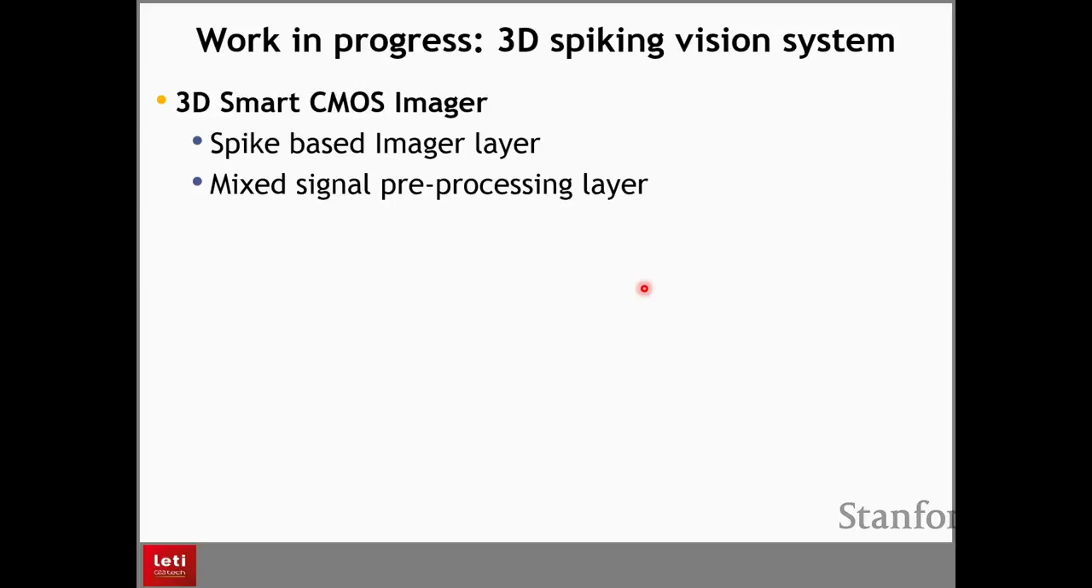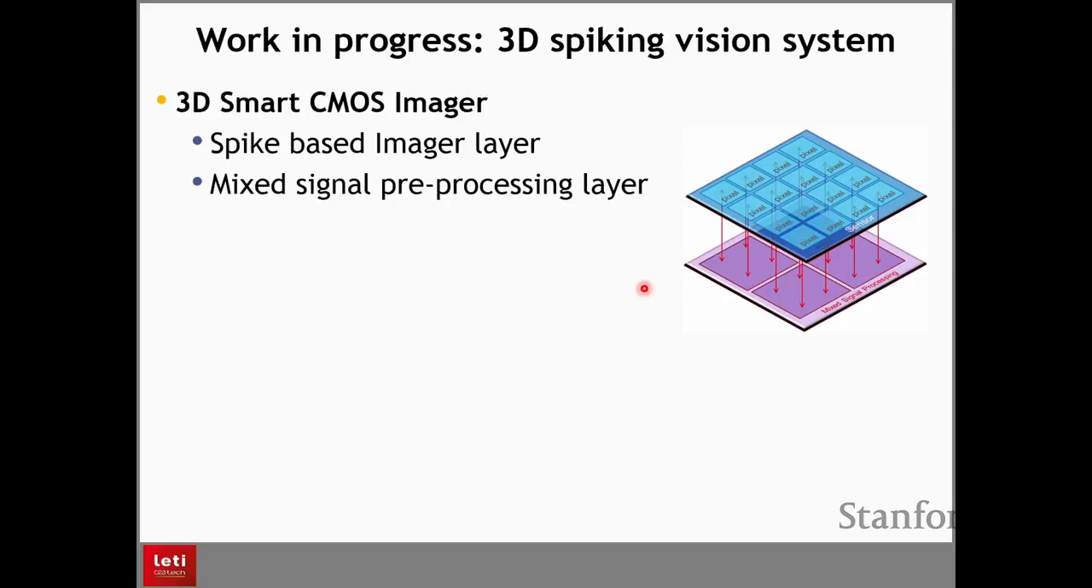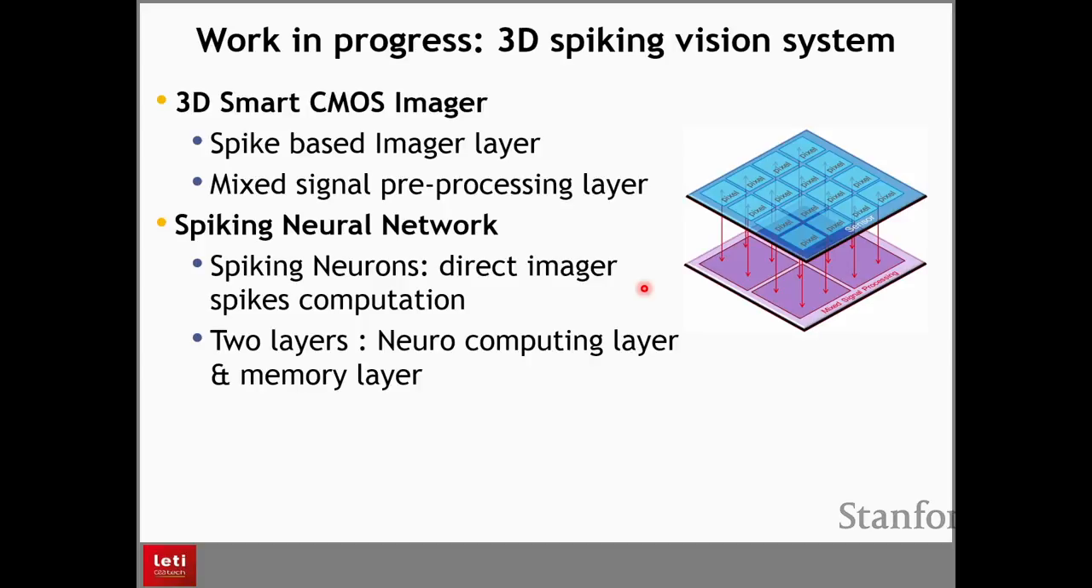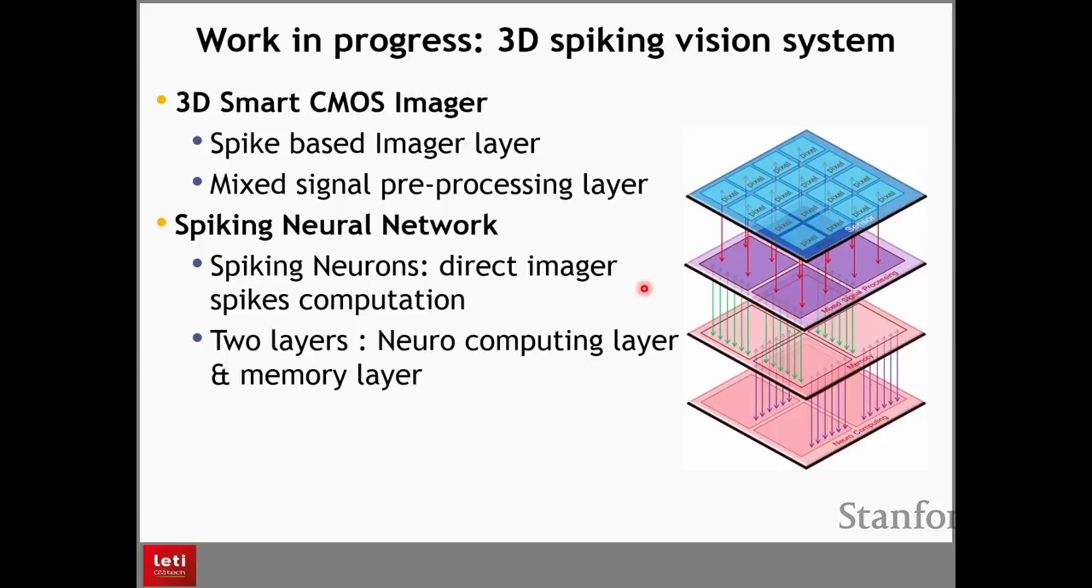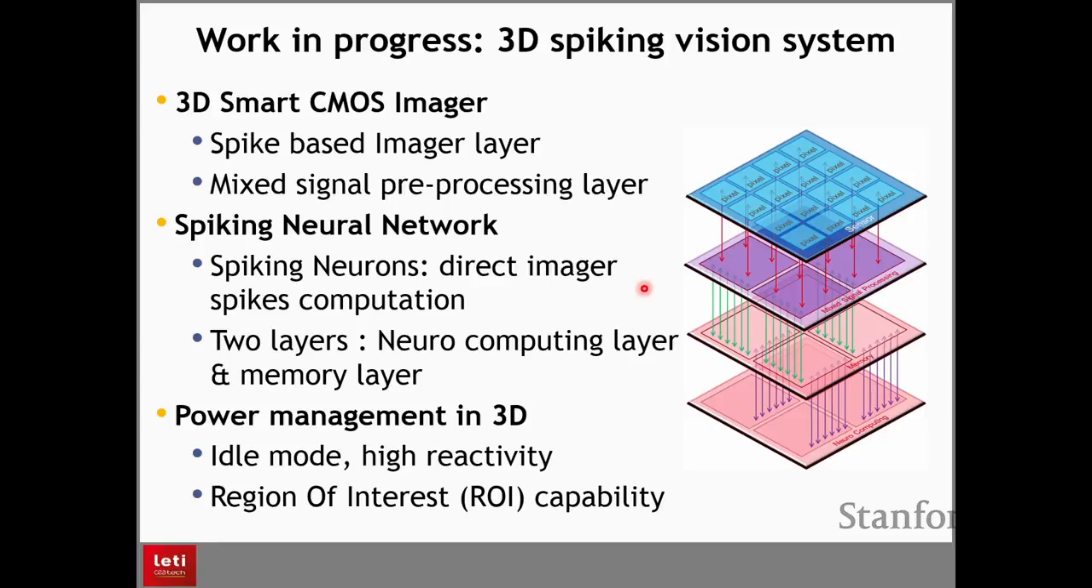So here again, the idea is to have an imager that is a spiking sensor. Another layer which is able to do the mixed signal processing directly using the spikes, or maybe just translating the spikes into a digital system, then providing all the memory that we need and all the computation. For this, we need a lot of layers. So this is what we are trying to manage now. And of course, on top of it, we need power management.